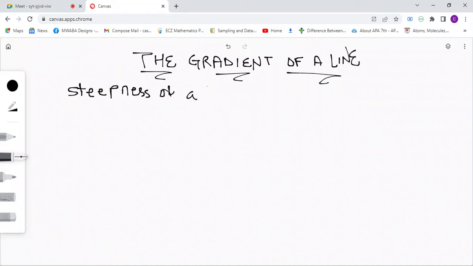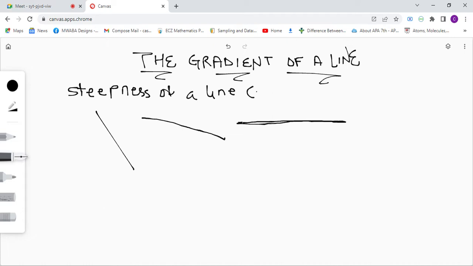of a line. A line like this is very steep. A line like this is not that steep. As you approach a flat horizontal line, a flat horizontal line has a gradient of 0 because it is not steep. So you should always remember this. A flat horizontal line has a gradient of 0 because there is no steepness in this flat line.